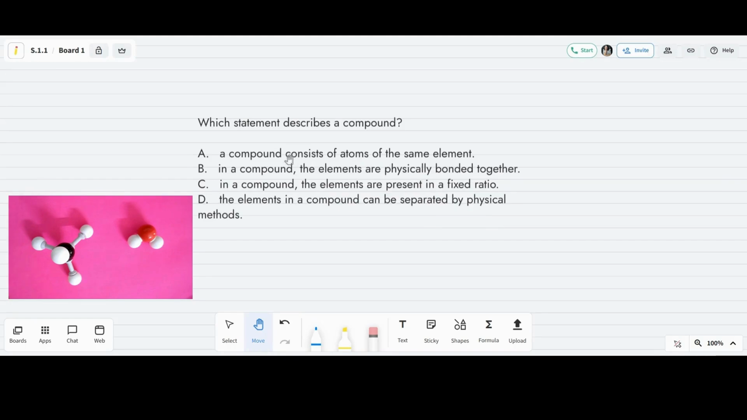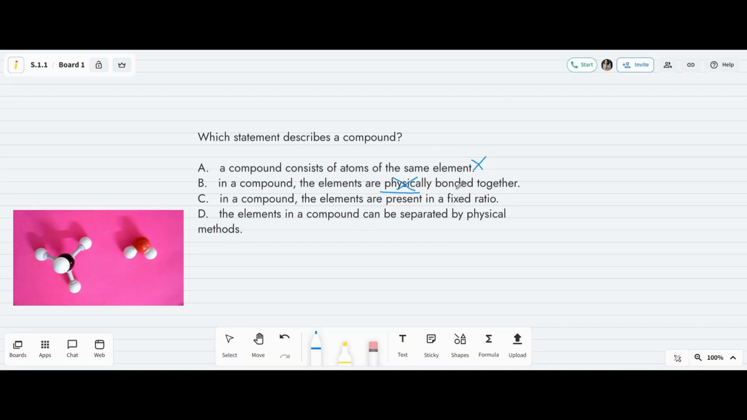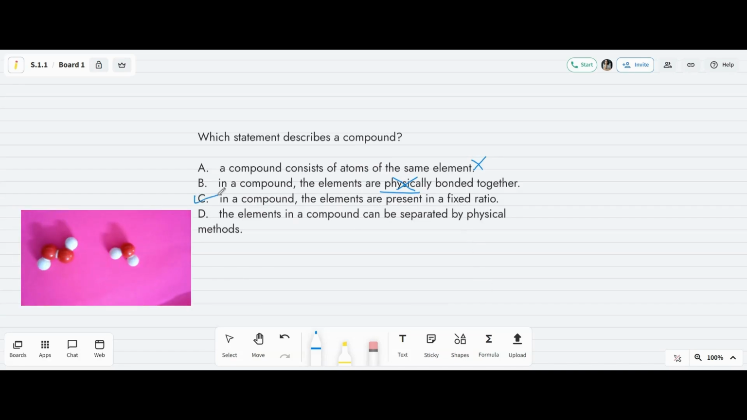So a compound consists of an atom of the same element. This is wrong. They should have atoms of different elements chemically bonded together and not physically bonded together. The chemical bond would be either an ionic bond or a covalent bond. In a compound, the elements are present in a fixed ratio. This has to be correct.